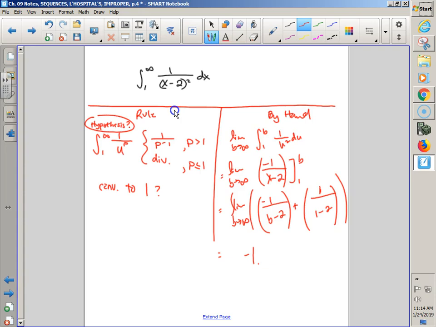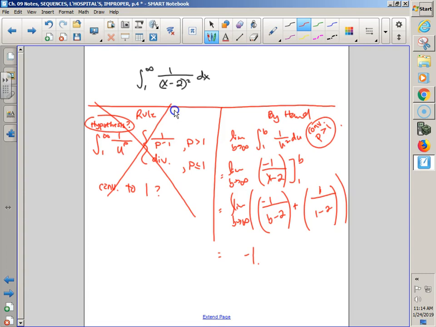We can't do a strict application of the rule. Now, we can still say, technically, as long as we can make the U and DU match, we can still say something to the effect of that this would converge because P is greater than 1. We could say that. But we have to ponder what's really going on.